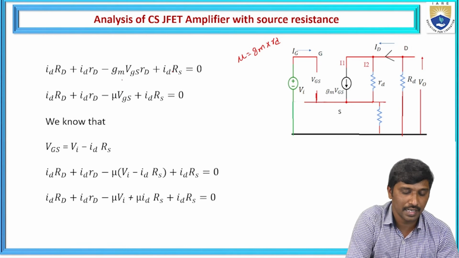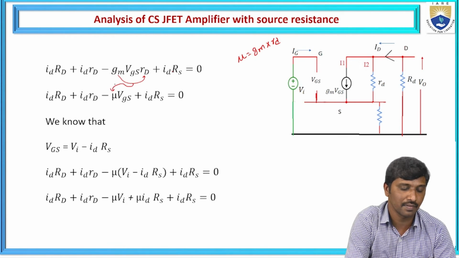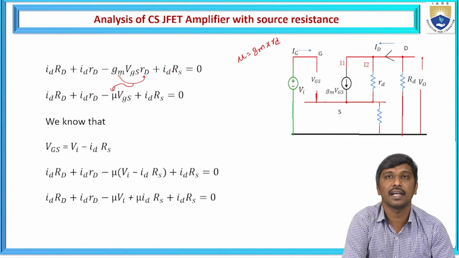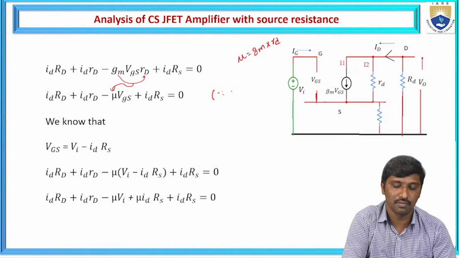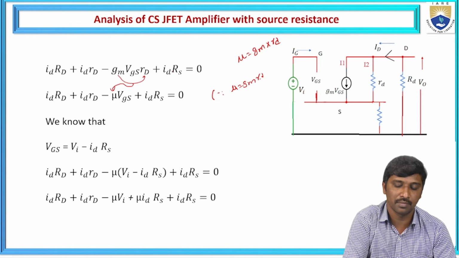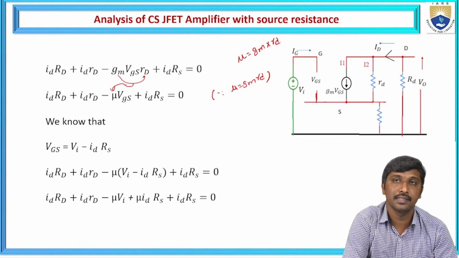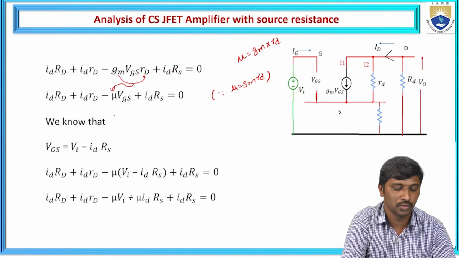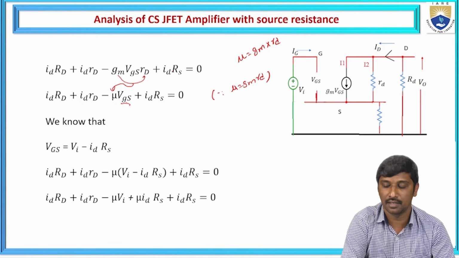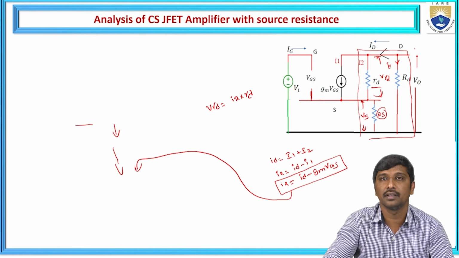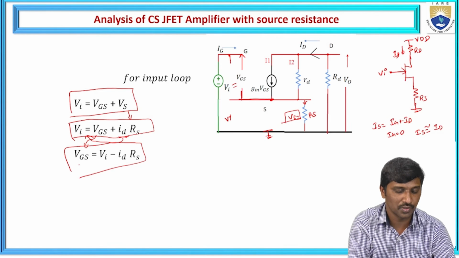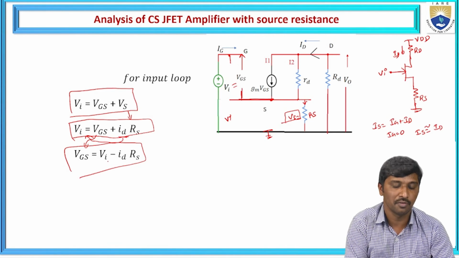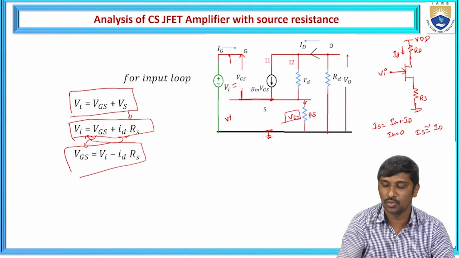So if you observe this relation here, this is gm and small rd, hence I replace it with the amplification factor. Why? Because we know that mu is equal to gm into rd. Hence, it is replaced with the amplification factor. And then, we already observed the VGS parameter. From the input loop, VGS is equal to Vi minus ID into Rs.